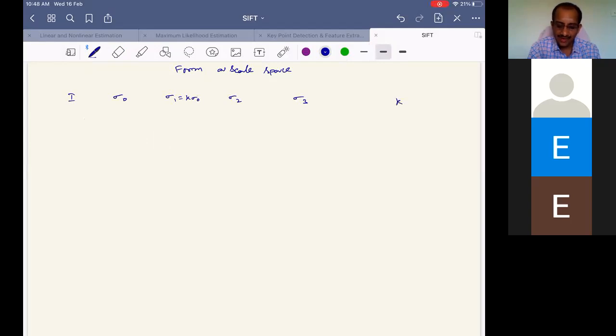Assume that k is greater than 1, or k equal to root 2 more specifically. Then what will happen? Sigma 1 will be higher than sigma naught. And then this is equal to k times sigma 1, or k square times sigma naught. This is equal to k cube times sigma naught.